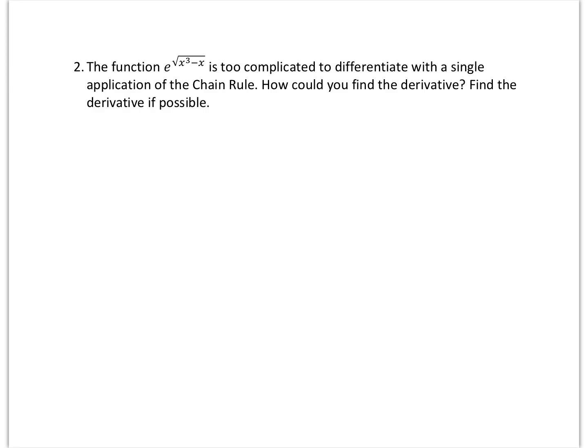The function e to the square root of x cubed minus x is too complicated to differentiate with a single application of the chain rule. So how do we find the derivative? We're going to have to do the chain rule twice. So let's start by writing it out. This is d dx of e to some stuff, right? And the stuff is another composition, but I'm just going to write it as stuff for right now. Okay. And the derivative of e to some stuff is e to the stuff times the derivative of the stuff.